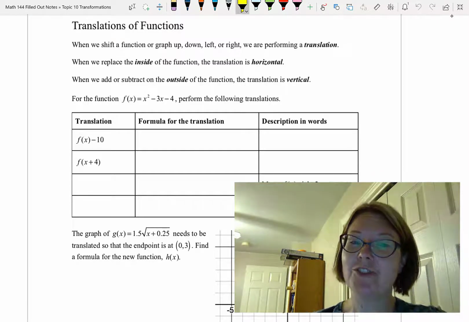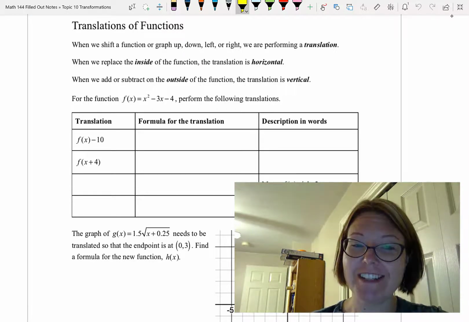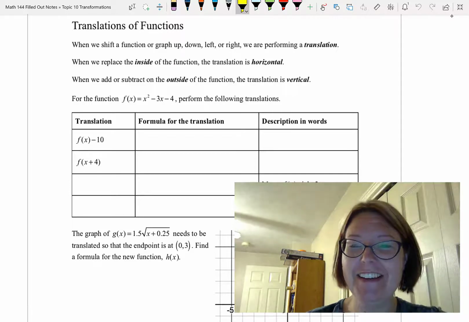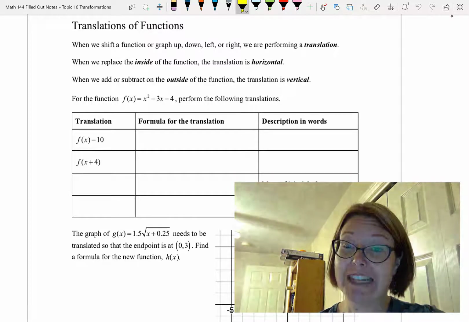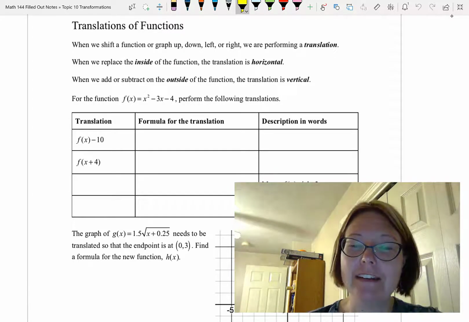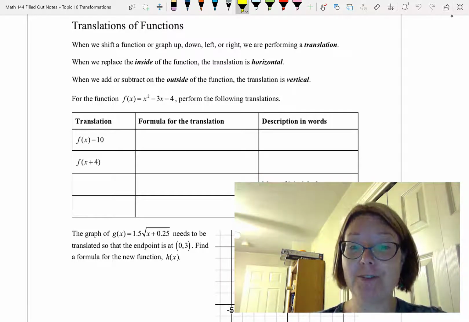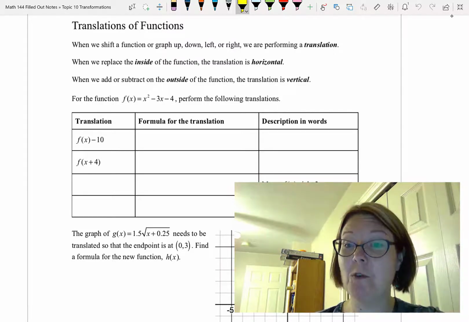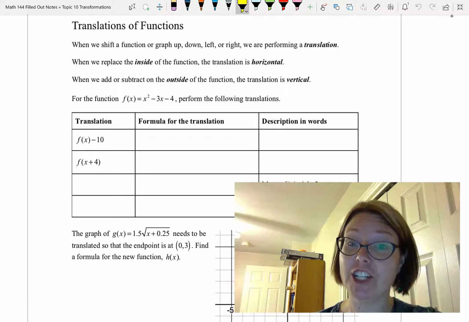In this video, I want to look at translations of functions. So when we only have a formula, what's the result of the translation and what does it do? Now, just as a reminder, when we shift a function or a graph up, down, left, or right, we're performing what's called a translation or a shift.